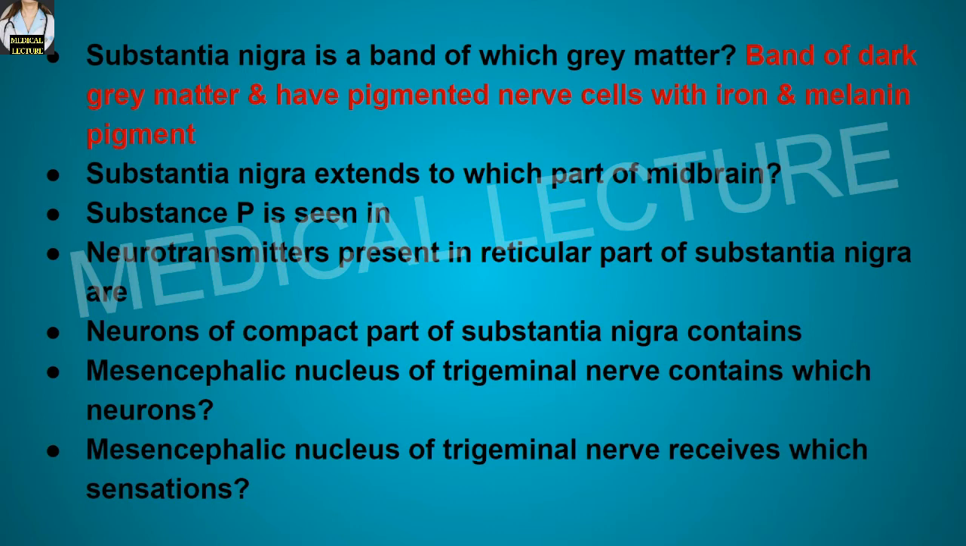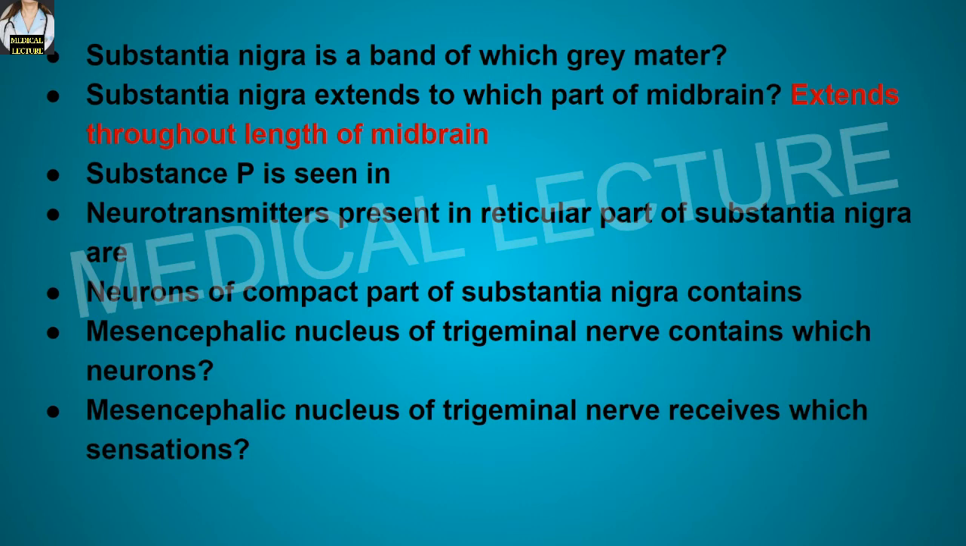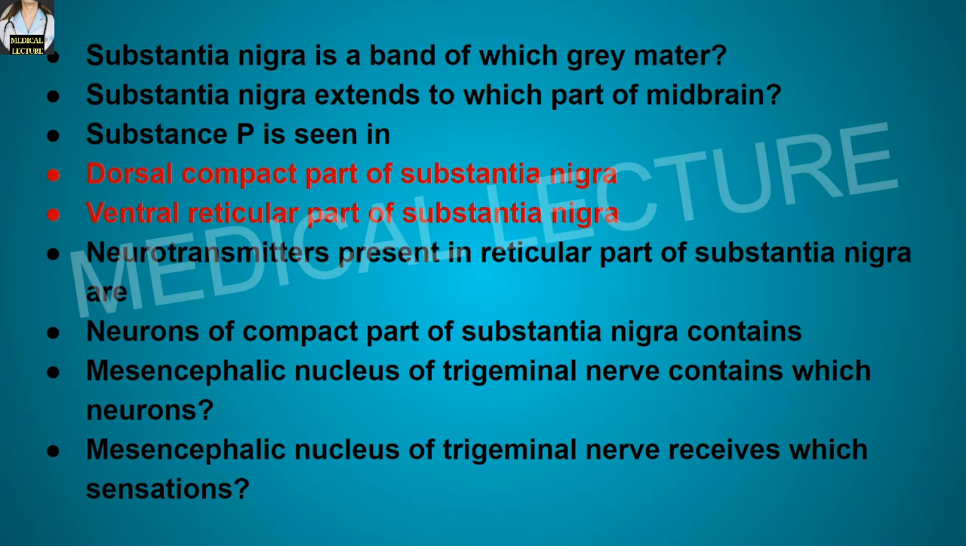Okay, this is a very important line. Substantia nigra extends to which part of the midbrain? It extends throughout the length of the midbrain. Substance P is seen in the dorsal compact part of the substantia nigra and also in the ventral reticular part of the substantia nigra.